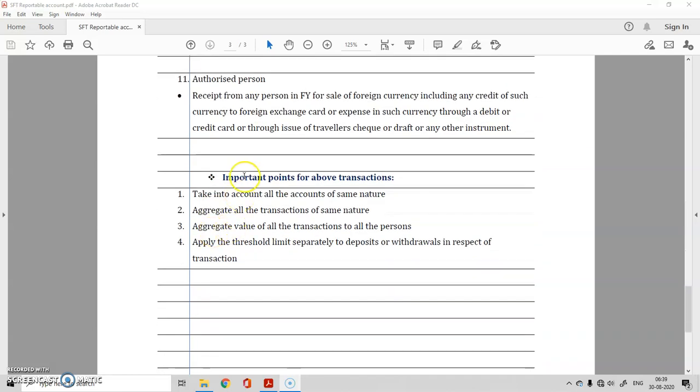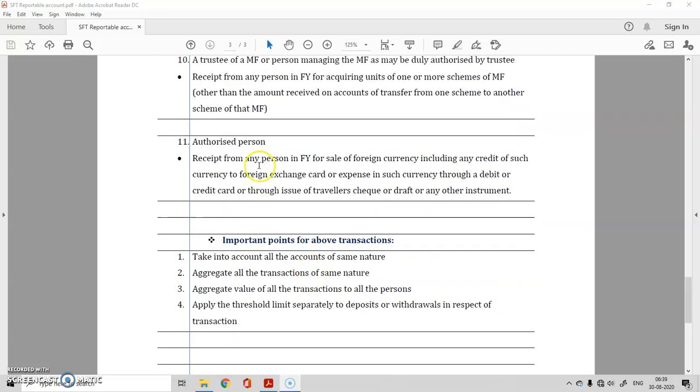Last point, important points for the above transactions. The certain specified persons need to take into account all the accounts of the same nature. They need to aggregate all the transactions of the same nature. They need to aggregate all the value of the transactions to all persons and apply the threshold limit separately to deposits or withdrawals in respect of a transaction.